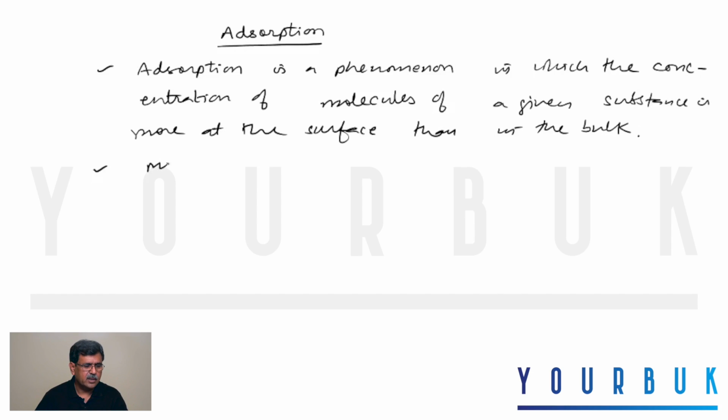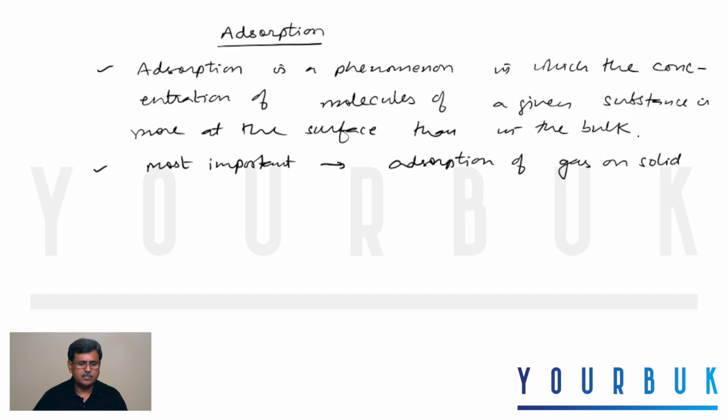And the most important type of adsorption is the adsorption of a gas on a solid surface. Gas on solid. The most important type of adsorption is the adsorption of gas on solid, like we use H2 on nickel, we use H2 on platinum, and so on.